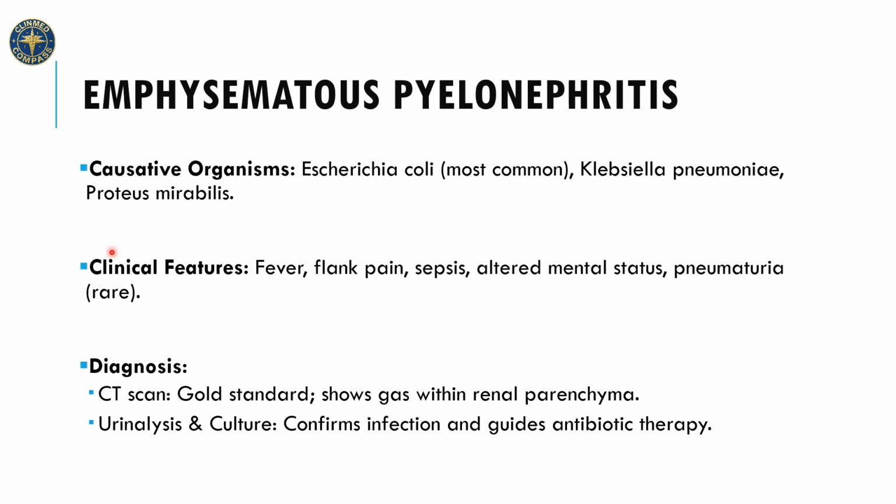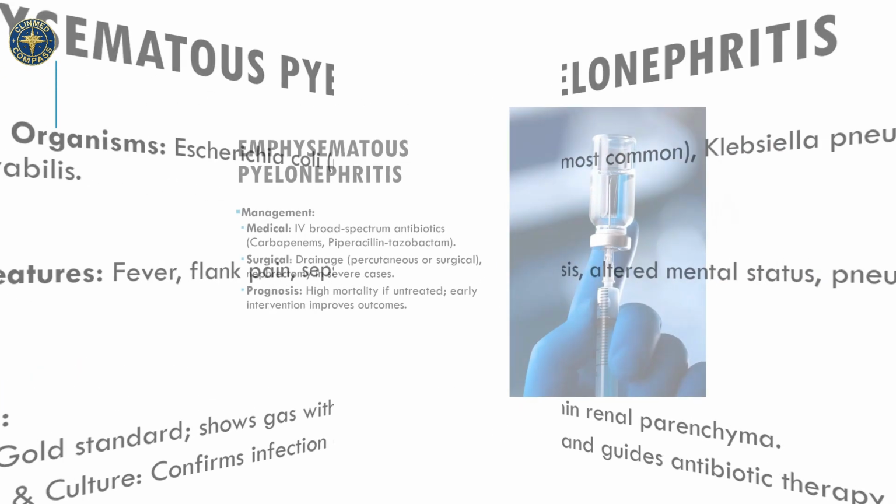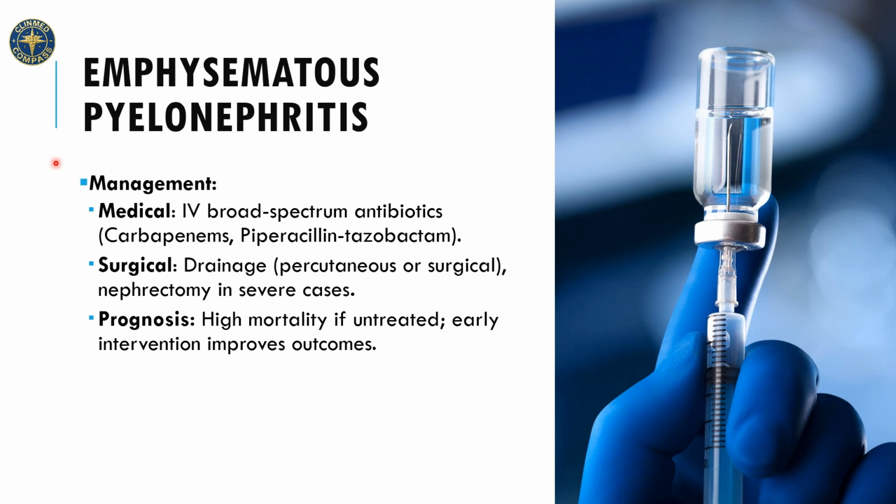Patients may present with fever, flank pain, sepsis, or even altered mental status. Rarely, they may pass gas in the urine, a sign called pneumaturia. Diagnosis is confirmed with a CT scan, which shows gas in the kidney. Urine tests and cultures may help identify the pathogen. Management involves broad-spectrum intravenous antibiotics like carbapenem or piperacillin-tazobactam, and in severe cases, surgical drainage or nephrectomy may be advocated. Without treatment, it has a high mortality rate, but early diagnosis and aggressive care can save lives.